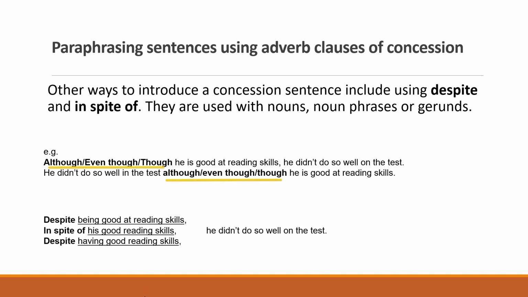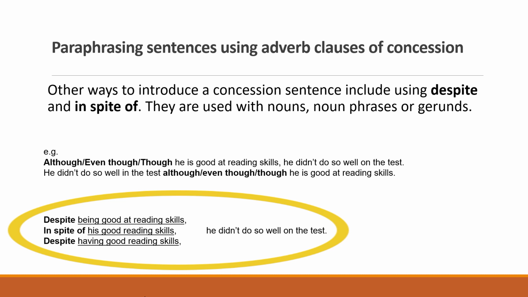Now, look at the following sentences. You know that a dependent clause is used after although, even though, and though. What the writer did here is to use despite and in spite of with nouns, noun phrases, and gerunds.